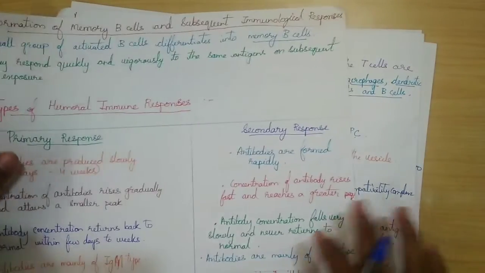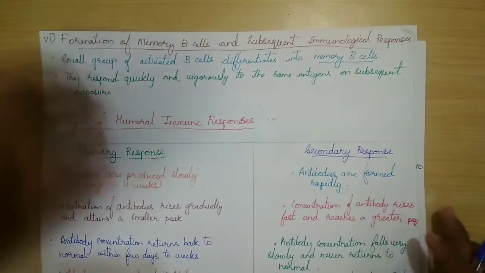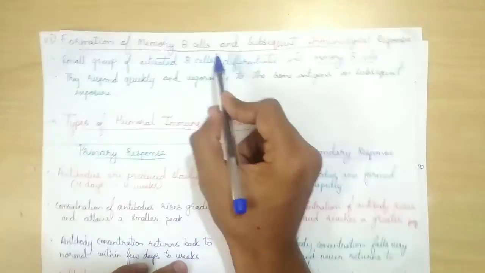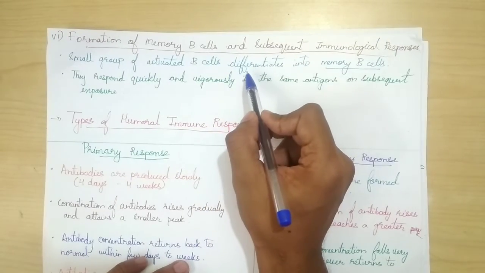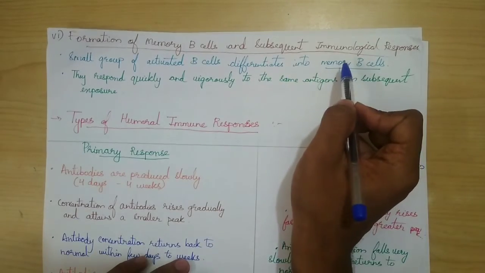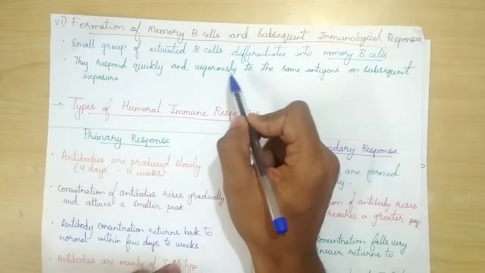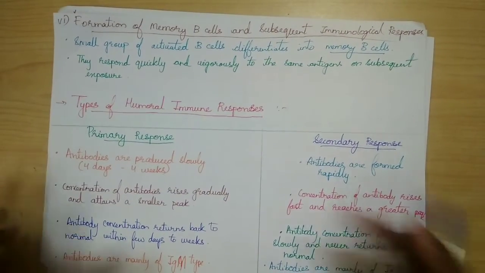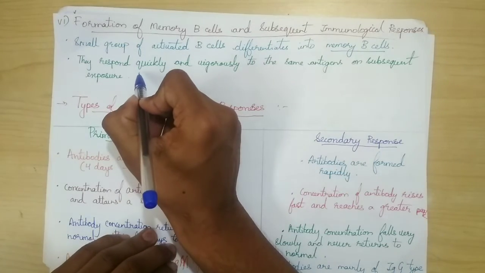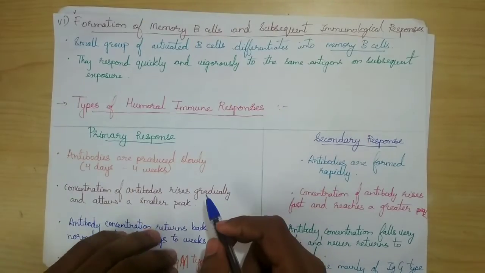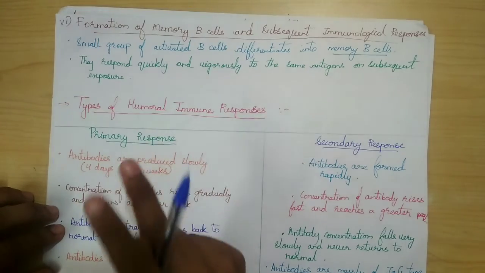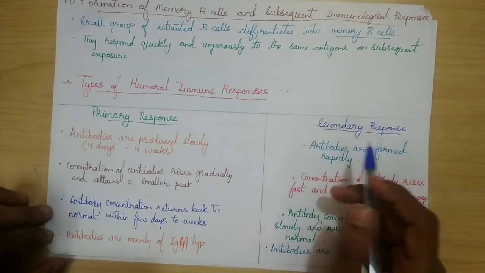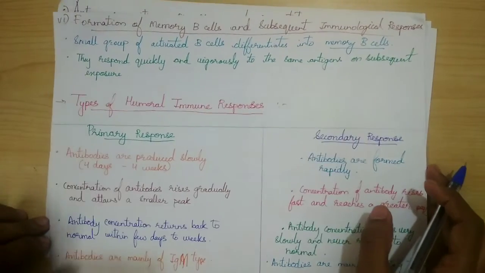The next step is formation of memory B cells and subsequent immunological responses. There is a small group of activated B cells which differentiates into memory B cells. They respond quickly and vigorously to the same antigens on subsequent exposure. This is also called immunologic response. There are two types of humoral immune responses: primary response and secondary response. Let's talk about their differences.